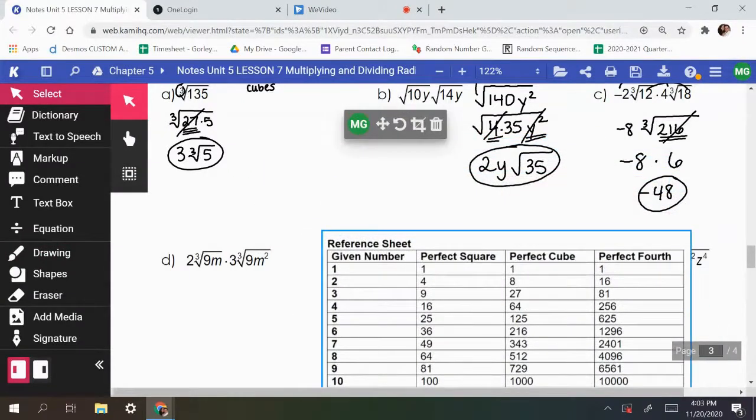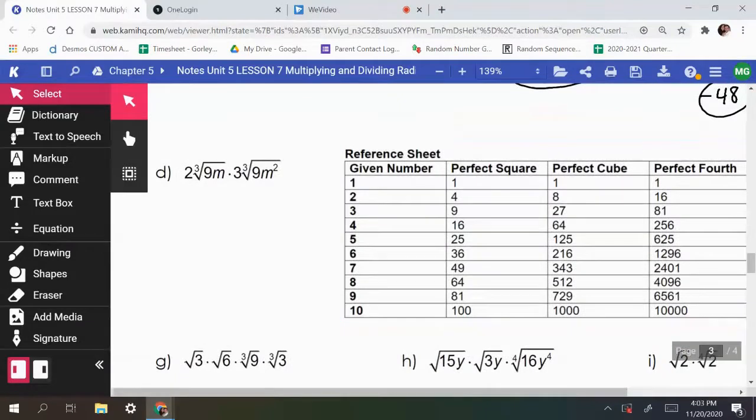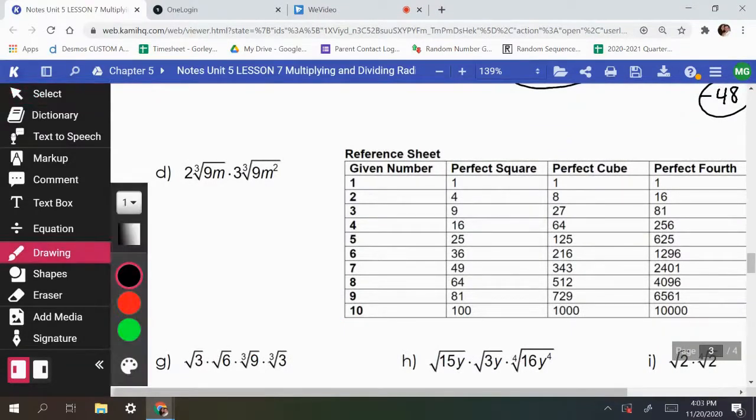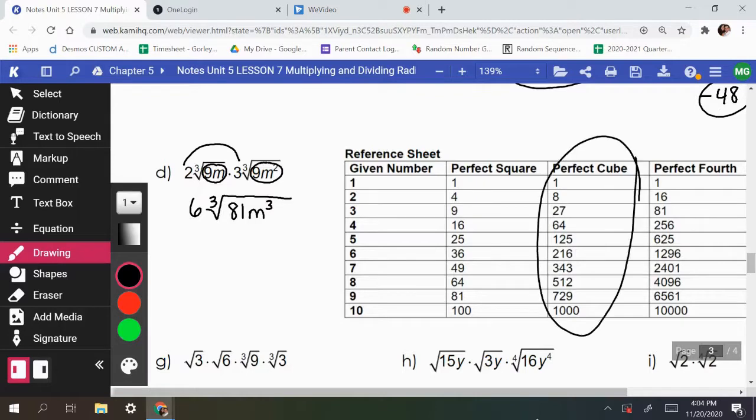Go ahead and move that out of the way. Okay, in this example D, they are both cube roots, so I'm just going to multiply the outer parts together and get 6. And then we'll multiply the parts that are under the roots together. So 9m times 9m squared would be 81m cubed. Okay, I am looking for perfect cubes that 81 and m cubed are divisible by because I have a cube root. So looking at my list of perfect cubes, it does not look like 81 is a perfect cube. So what is the largest perfect cube that 81 would be divisible by? 81 is not divisible by 64, but I think it is divisible by 27.